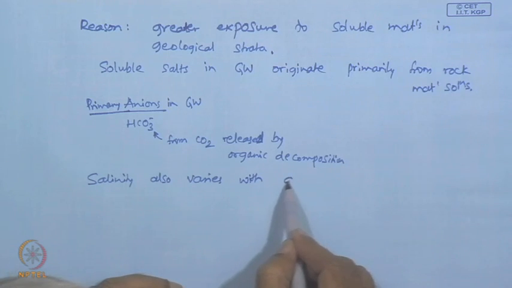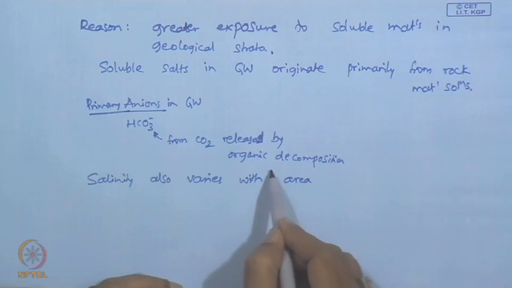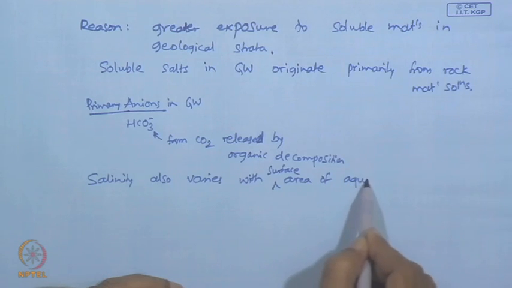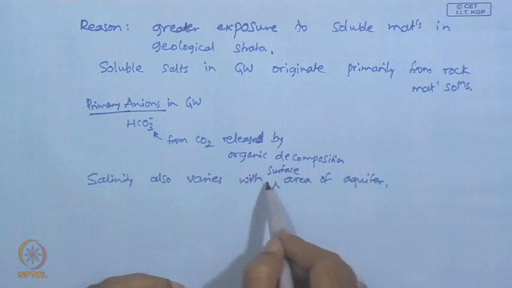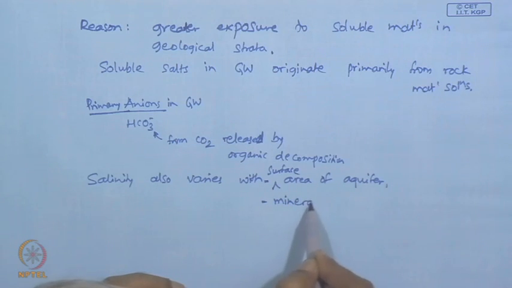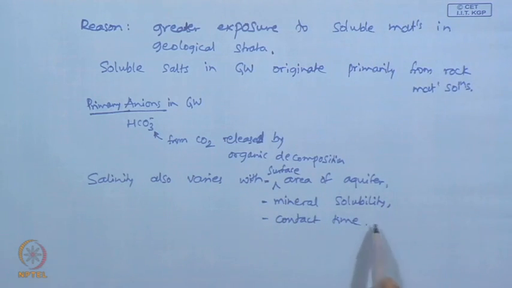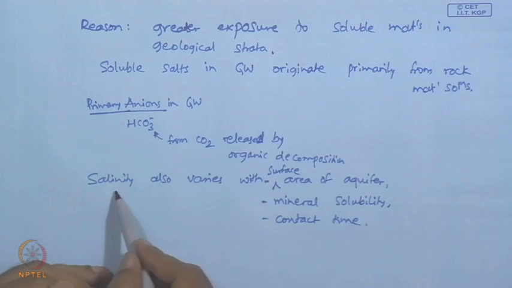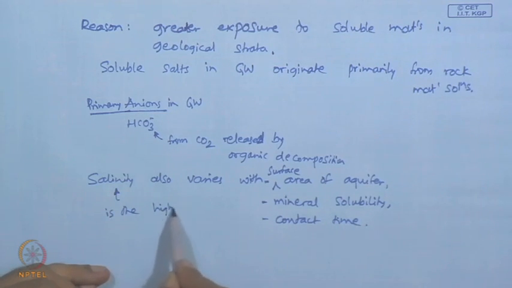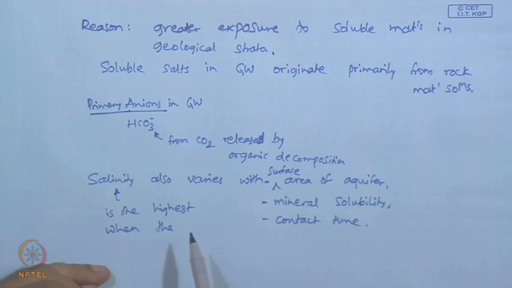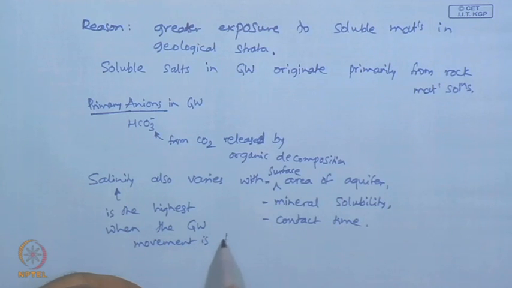Salinity also varies with the surface area of the aquifer, mineral solubility, and obviously the contact time. If each one of them is more, then obviously the salinity also increases. And the salinity is the highest when the groundwater movement is the least, the slowest.